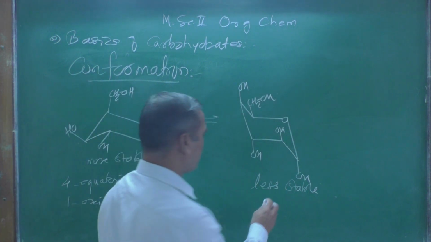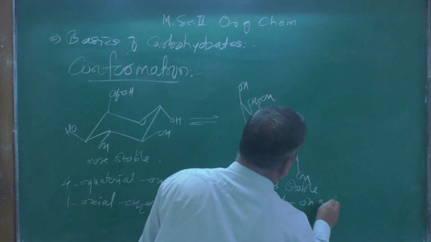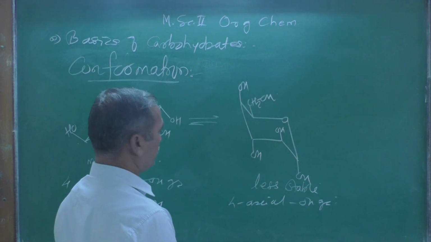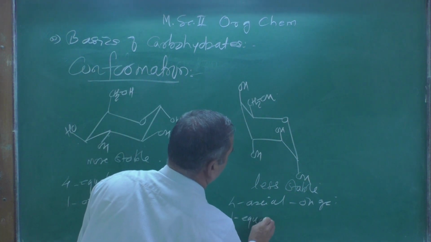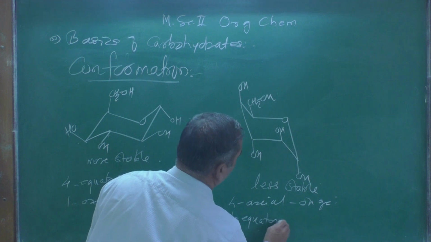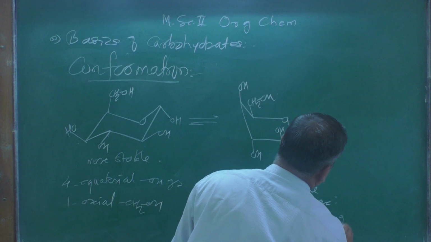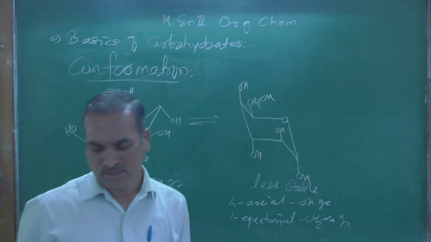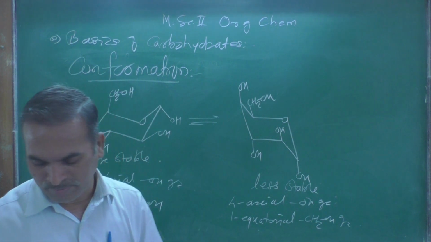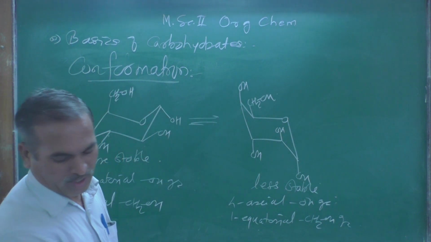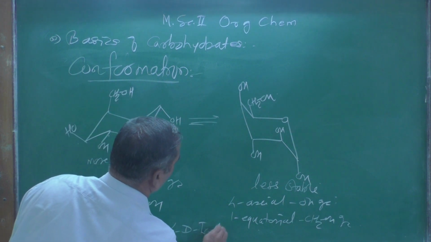Over here, 4 axial OH groups, right? 4 axial OH groups, whereas only one equatorial CH2OH group, and that's why it is less stable as compared to this one. And this is the structure of alpha D idopyranose.